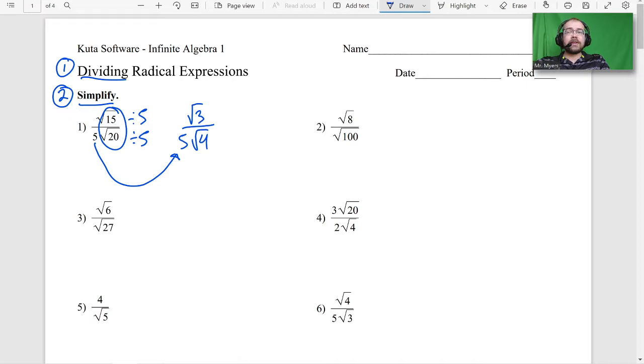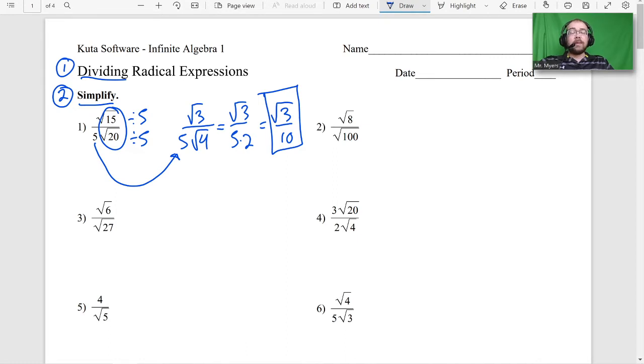Once we've done that, we look to see if we can simplify. And we can, quite a bit, because the square root of 4 is 2. So 5 times the square root of 4 is 2, and then I have the square root of 3 over 5 times 2, which is 10. And then I'm done.